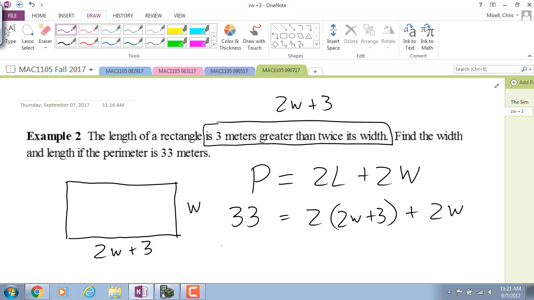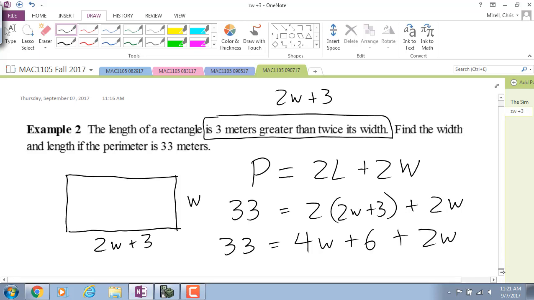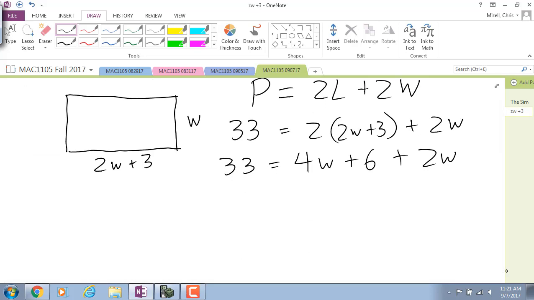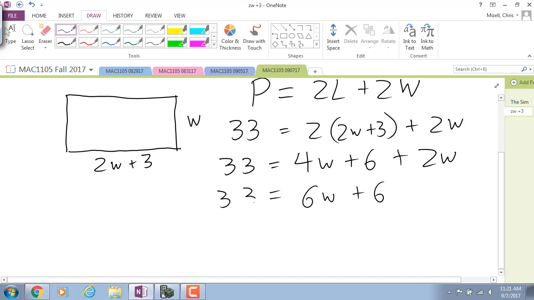Simplify the right-hand side. 33 equals... distribute the 2 across the parentheses. 4W plus 6 plus 2W. Combine like terms. We've got a couple of W terms on the right hand side. We combine the 4W and the 2W. We will get 6W, and then we still have the plus 6. This equals 33.